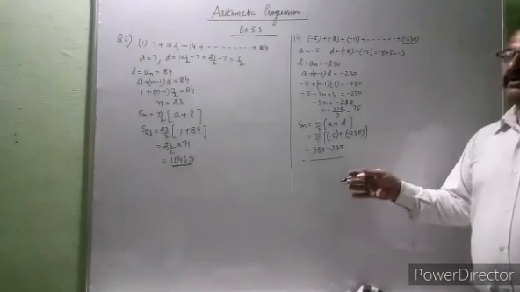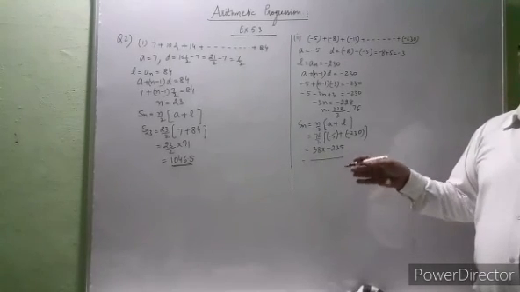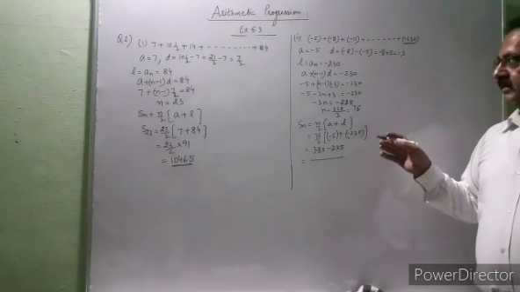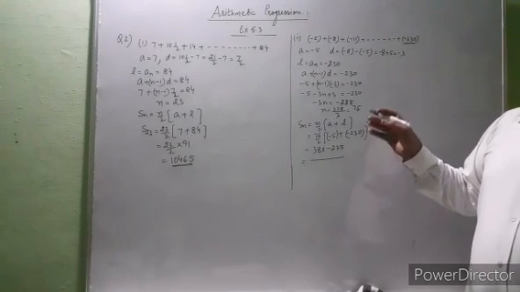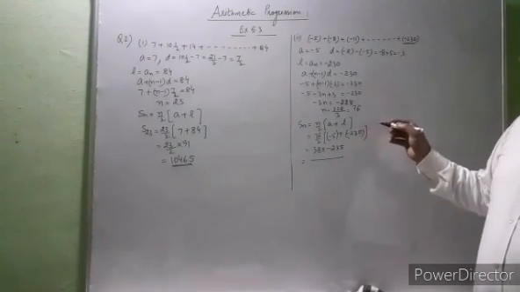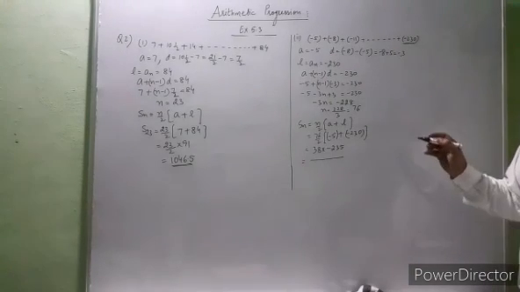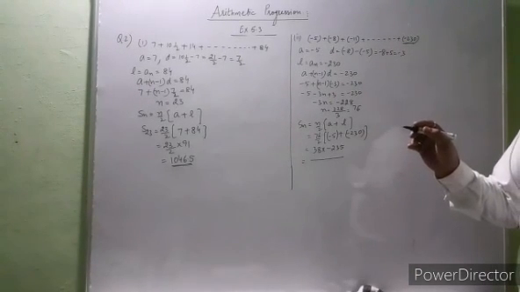So we have learned how to find the sum of the sequence by using the sum formula, how to add the AP by the formula Sn is equal to n by 2 times (a plus l).